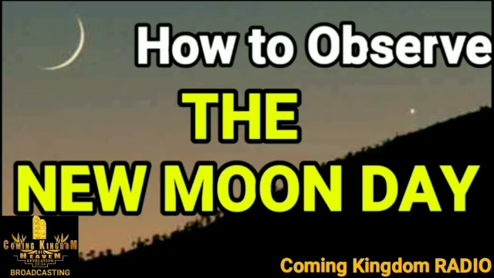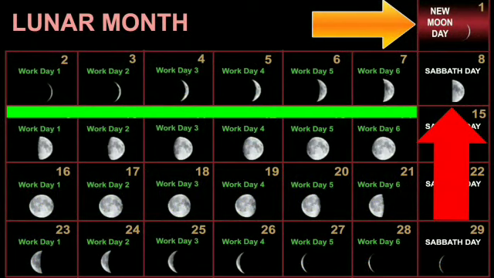There are three types of days. Let's start from understanding the three types of days: new moon day, work day, and Sabbath day. Sabbath day is you don't go to work, you don't work in the house, you worship and you rest. You don't cook on the Sabbath day. You don't travel on the Sabbath day.